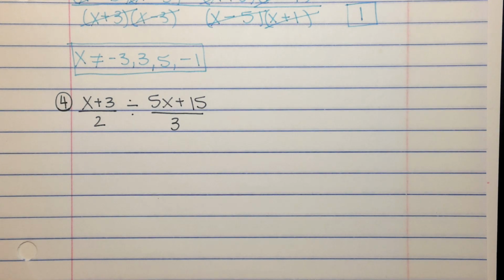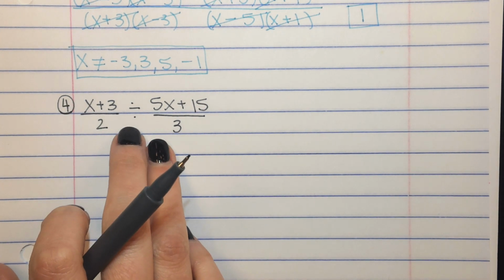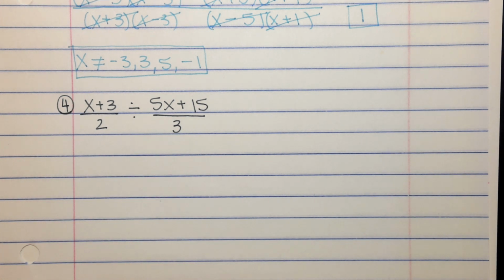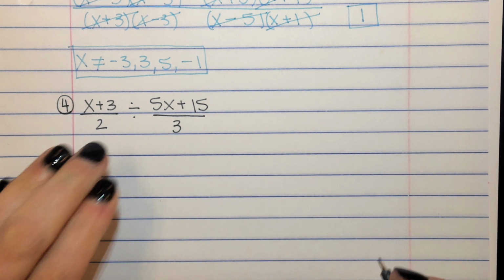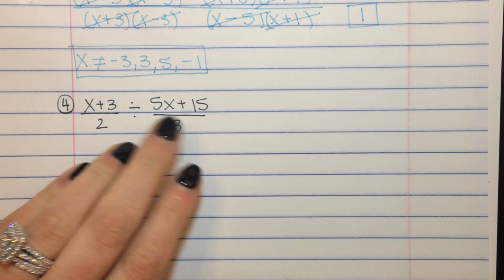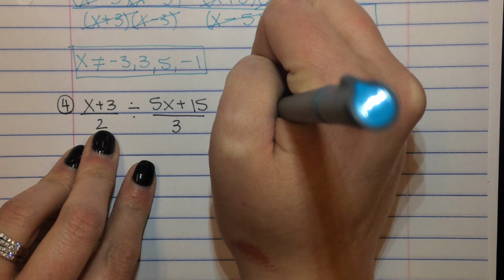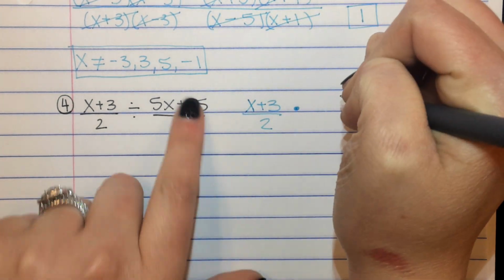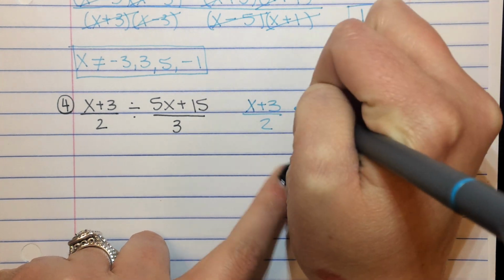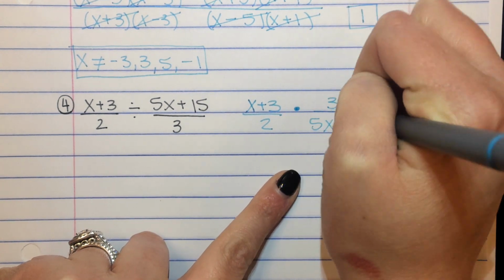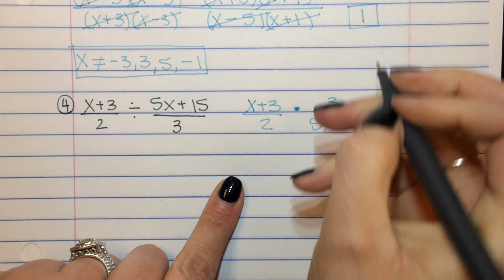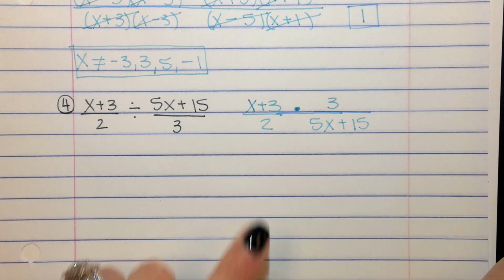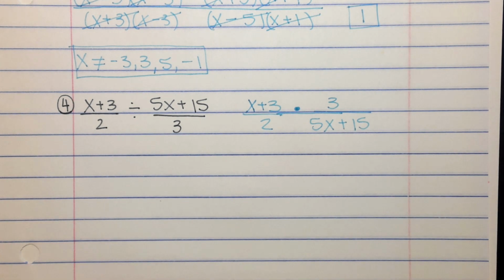Okay, here's example number 4. This time we are dividing, so we have to do a little bit before we can just turn it into one big fraction. So remember, we are keep, change, flip. So we keep the first as it is, change the division to multiplication, and then flip the other one. So 3 over 5x plus 15. Now, since it's multiplication, we can make one big fraction, okay? And then we can factor and go from there.